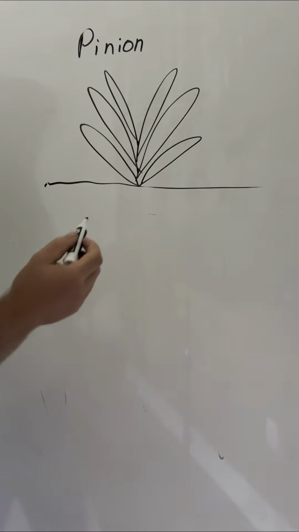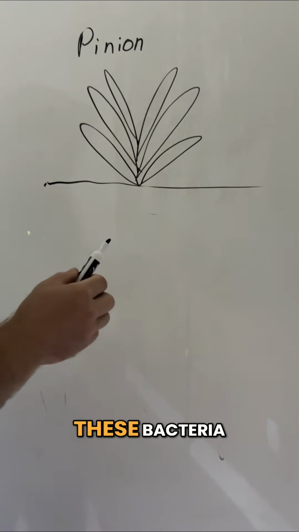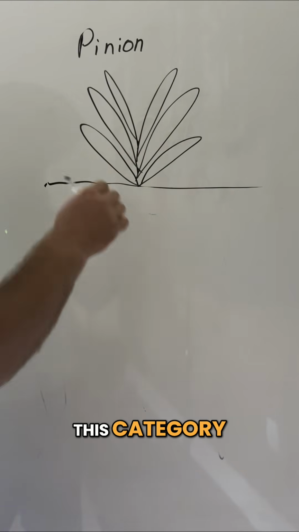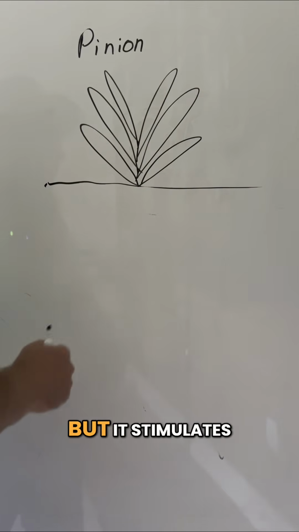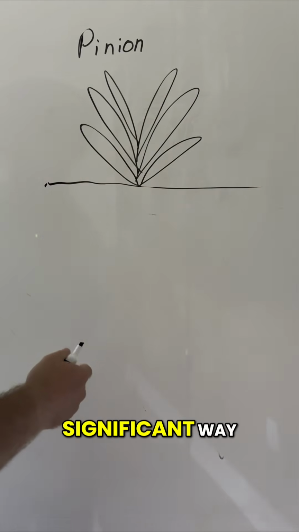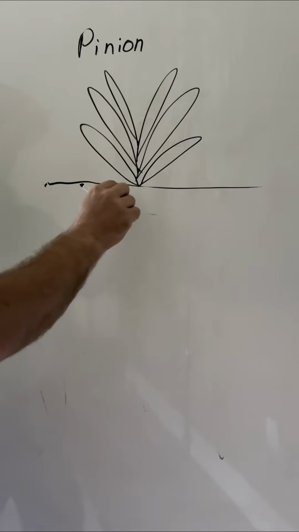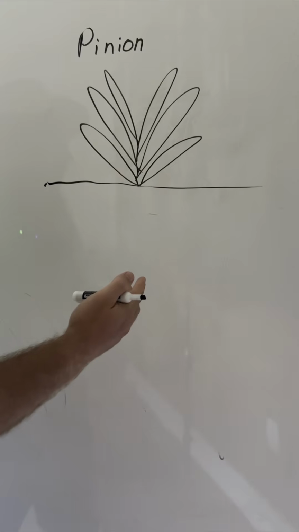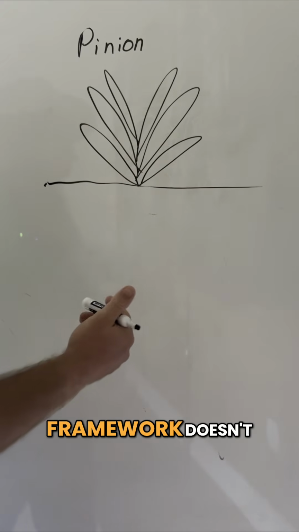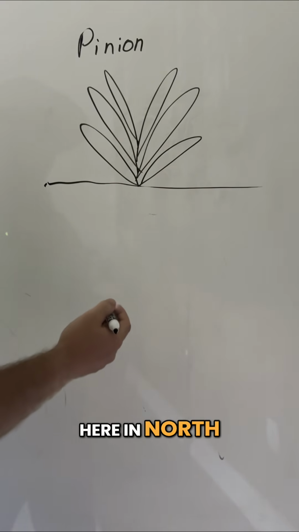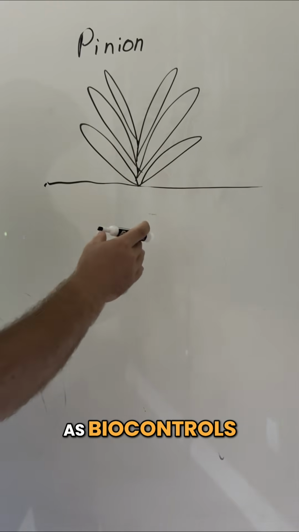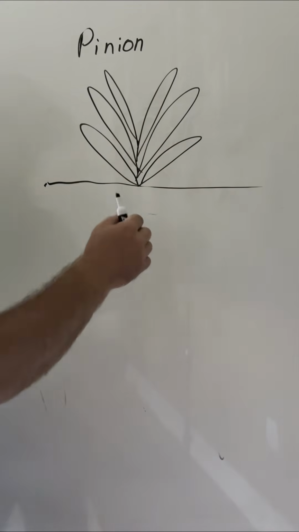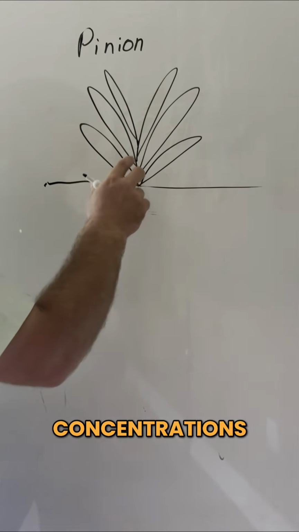Pinion doesn't directly contain any of these bacteria that are called phytosanitary bacteria. There's a couple dozen species that fit into this category. It doesn't contain any of those microbes directly, but it stimulates the presence of those microbes in quite a significant way, as I understand it. And by the way, for those phytosanitary bacteria, the regulatory framework doesn't exist yet, or is just coming into existence here in North America to have them registered as biocontrols, but they've been registered as biofungicides in Europe for a decade plus at quite low concentrations.